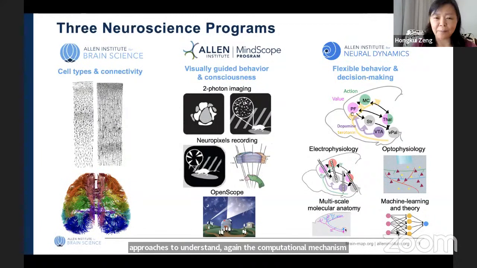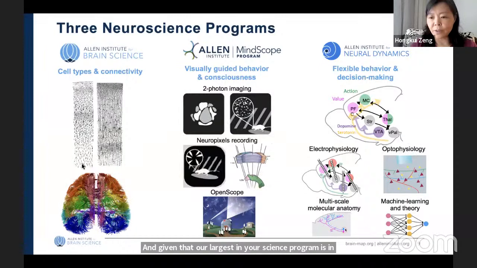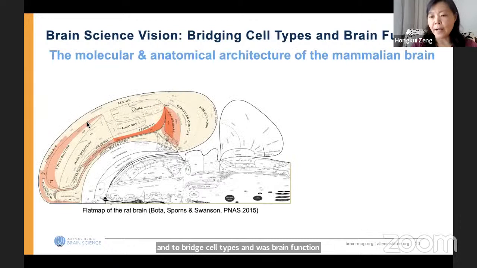Given that both the MindScope and Neurodynamics programs are really heavily dependent on and in collaboration with the work at the Brain Science Institute on the understanding of cell types and circuit connectivity, and given that our largest neuroscience program is in this cell type and connectivity foundational level, for the remainder of my talk, I'll be mainly focusing on the introduction of our work in those areas in brain science. So the vision of the Brain Science Institute is to generate foundational knowledge about brain cell types and to bridge cell types with brain function. And we will do that by discovering and reconstructing the molecular and anatomical architecture of the mammalian brain.